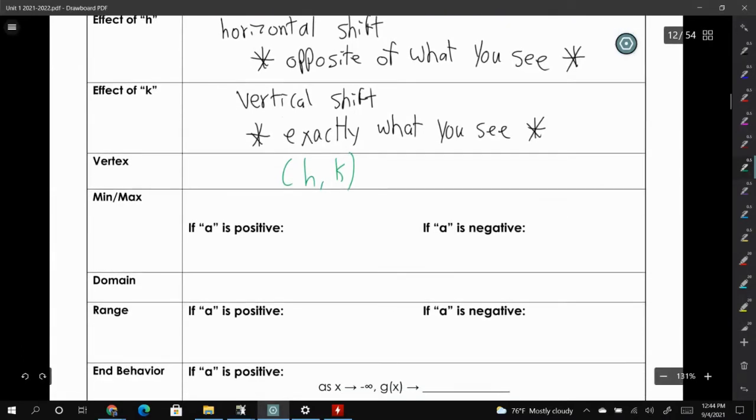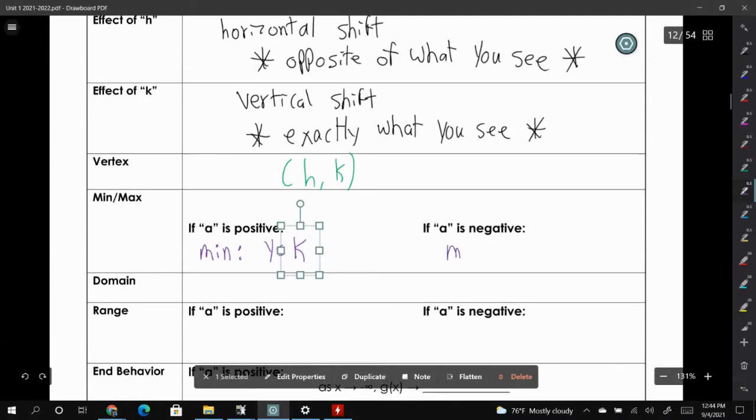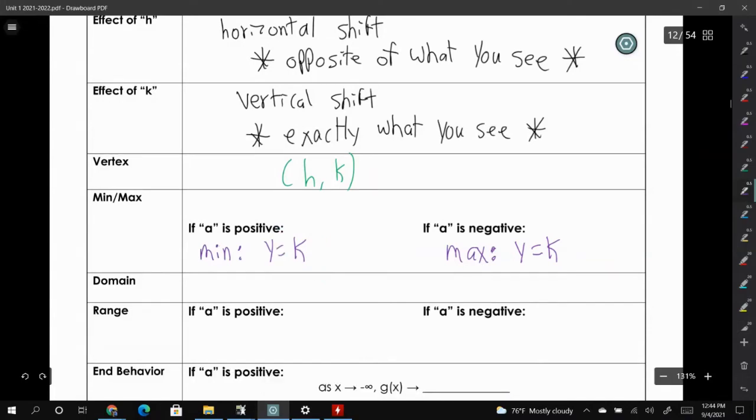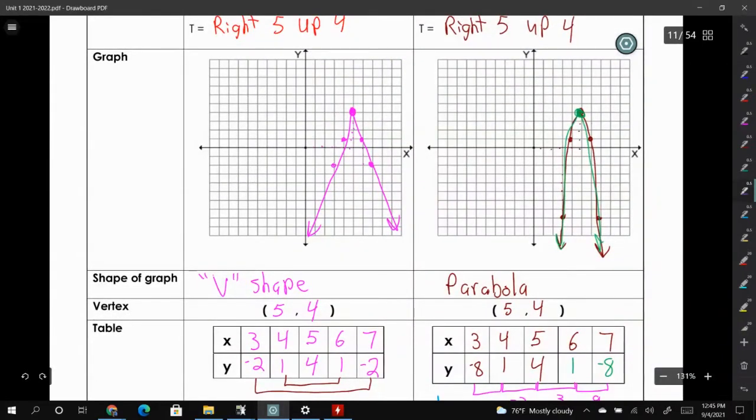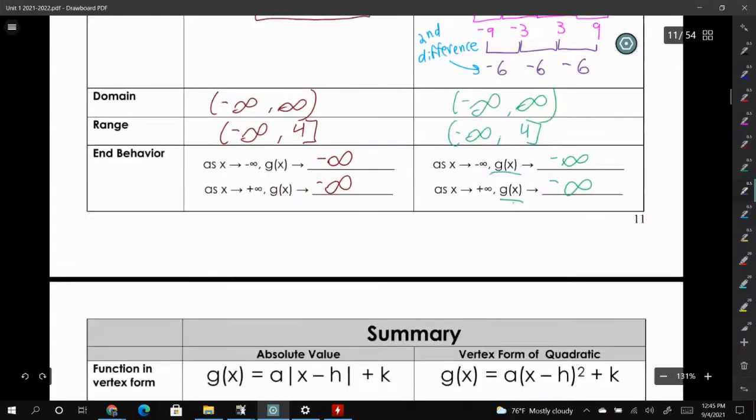Your min or max value, if a is positive, that means you have a minimum value at y equals k. And if a is negative, which means the graph is opening down, you have a max at y equals k. Look here, our graphs are opening down, and the biggest y value was the y coordinate of our vertex.